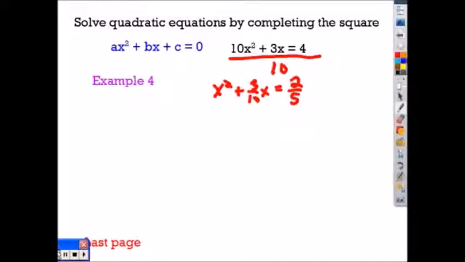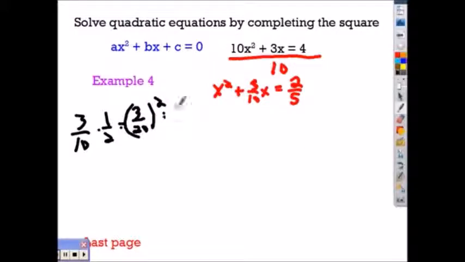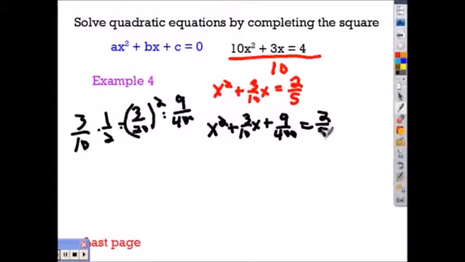So now let's work on completing the square. Half of 3/10 is 3/20. And then when I square 3/20, I get 9 over 400. So that's what I'm going to use to complete the square. So my new equation is x squared plus 3/10 x plus 9 over 400 equals 2/5 plus 9 over 400.